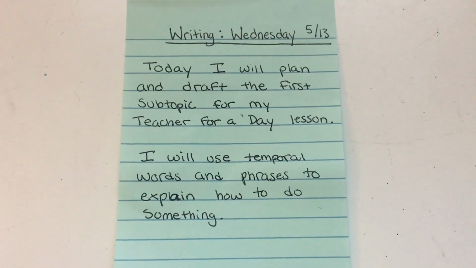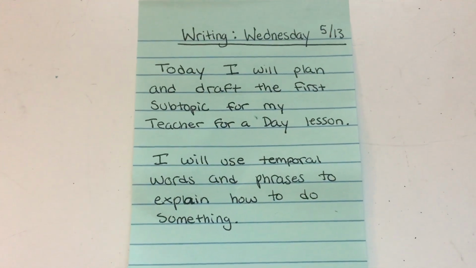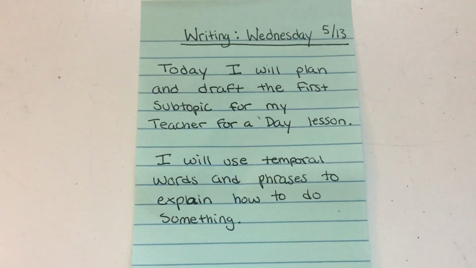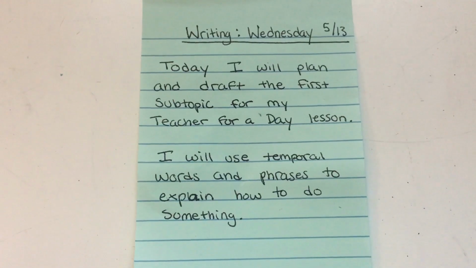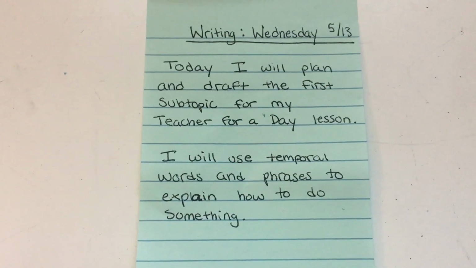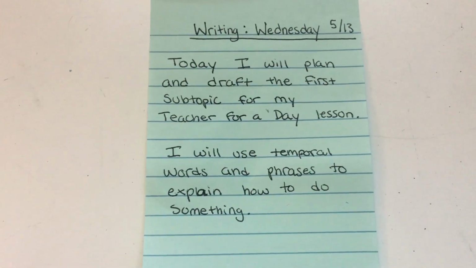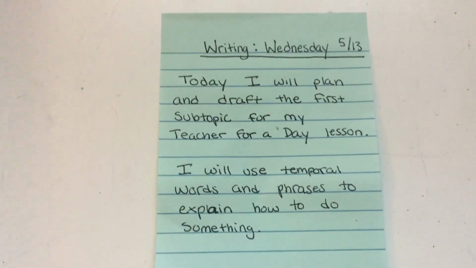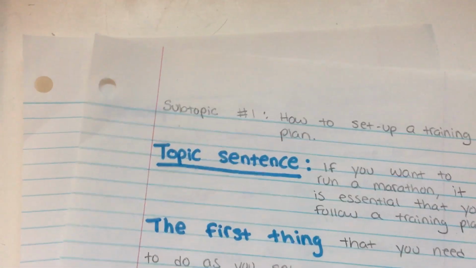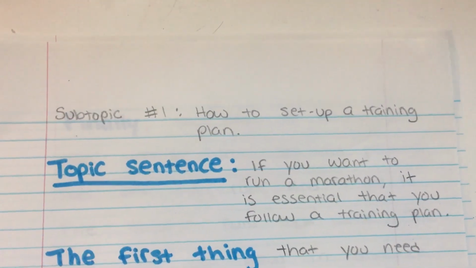Third grade writers, today your goal is to plan and draft the first subtopic for your Teacher for a Day lesson. You'll use temporal words and phrases to explain how to do something. So the first thing that I want you to do today is find an adult, sibling, or friend that you can talk to as you describe the steps to completing your first subtopic.